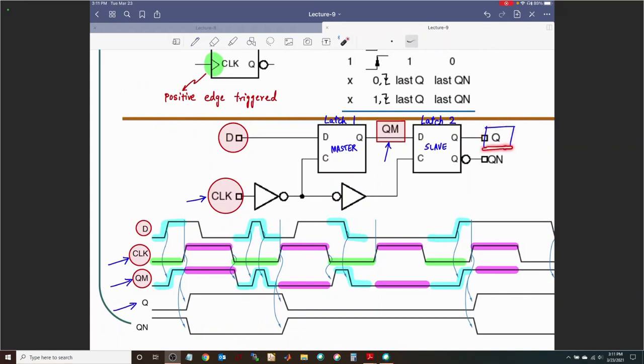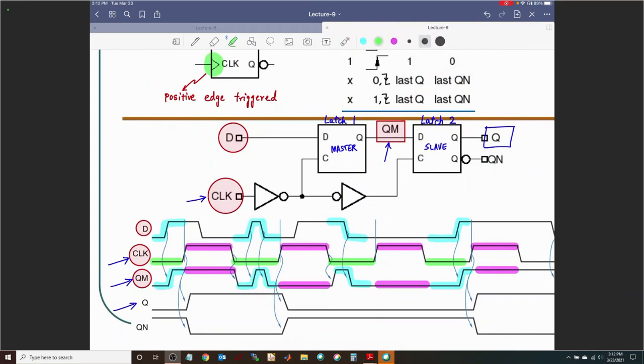When can Q change with respect to the clock? When clock is one. That's right. So let's look at when those times are. Those are all the pink times, right? So that's kind of here, here. All those are the times when clock is one. So at those times, Q should follow QM. All right. So let's do that. Q should follow QM.